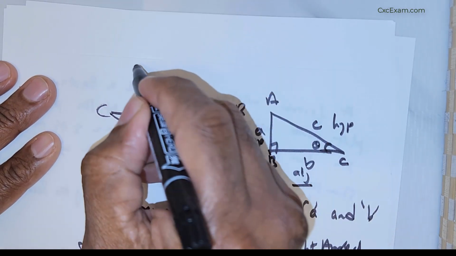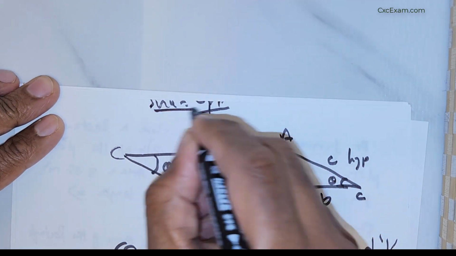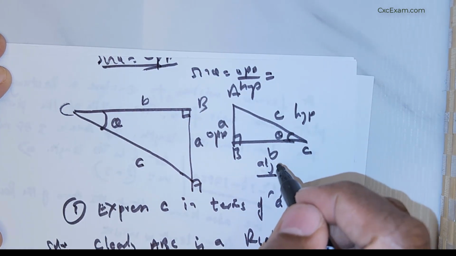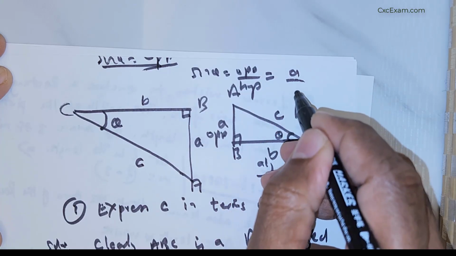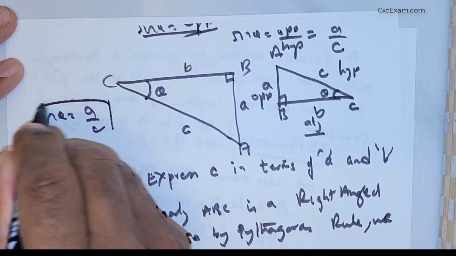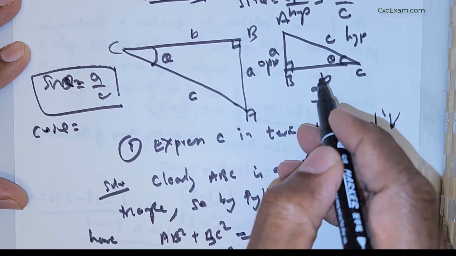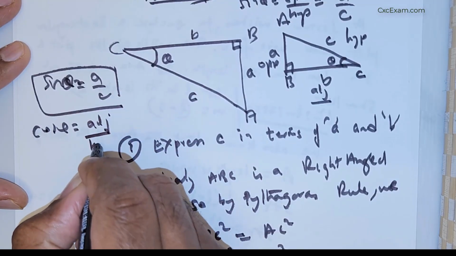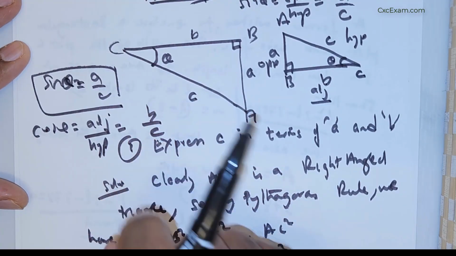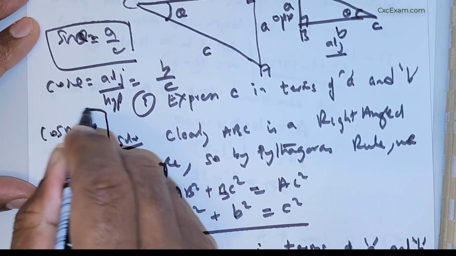Now sine theta formula is opposite side. Let me write that. Sine theta is opposite side divided by hypotenuse. So what is opposite side? A, hypotenuse side is C. So sine theta is equal to A over C. Now what is cos theta? Cos theta is adjacent side divided by hypotenuse. Adjacent side is B, hypotenuse side is C. So cos theta is equal to B over C.